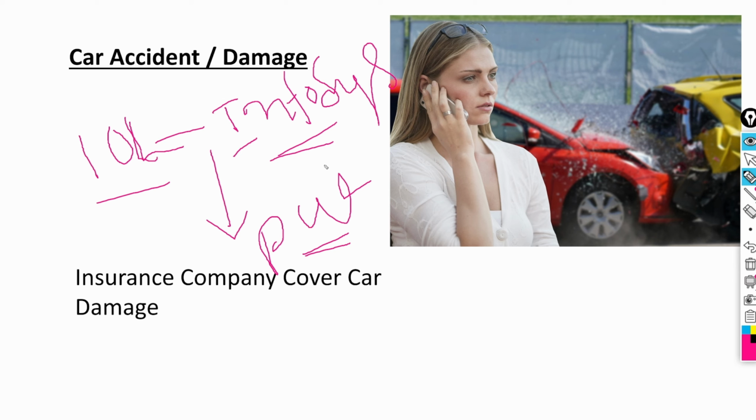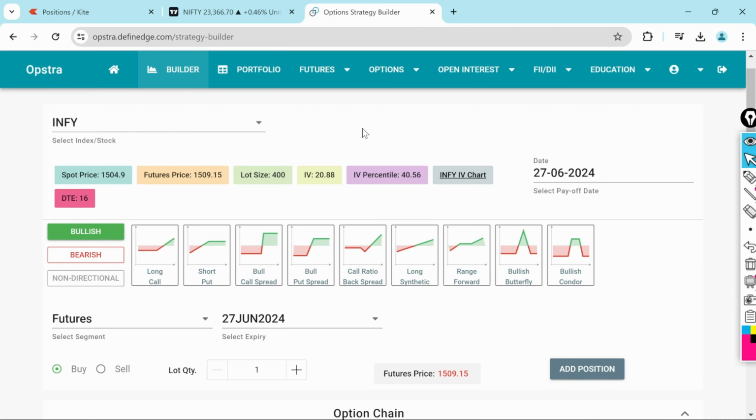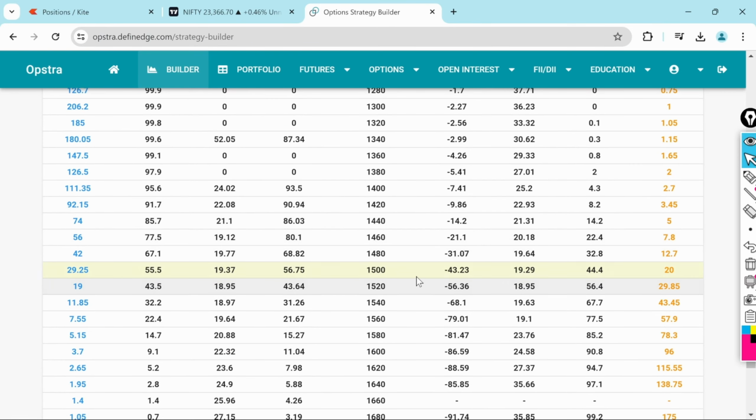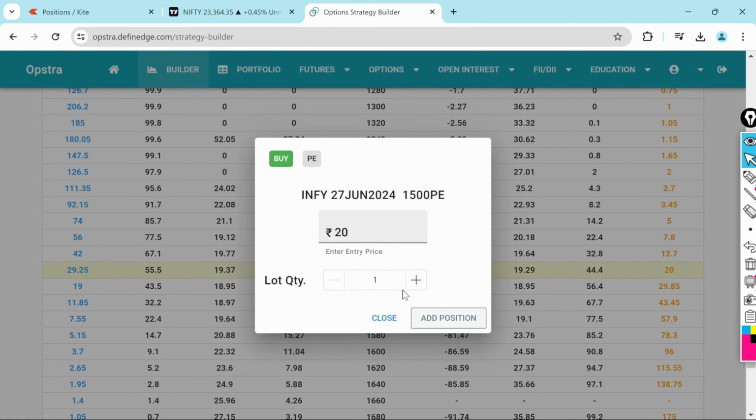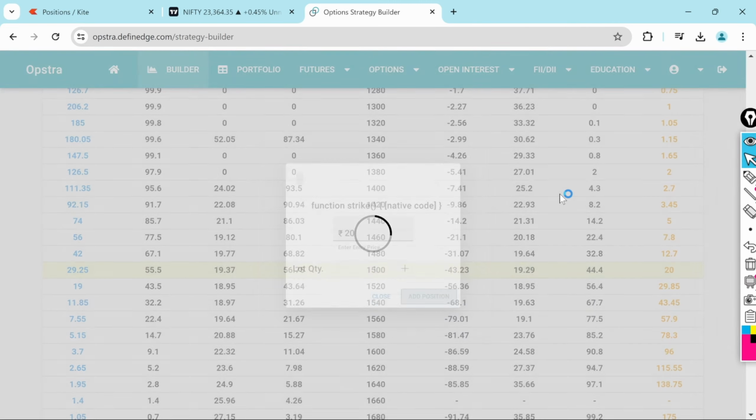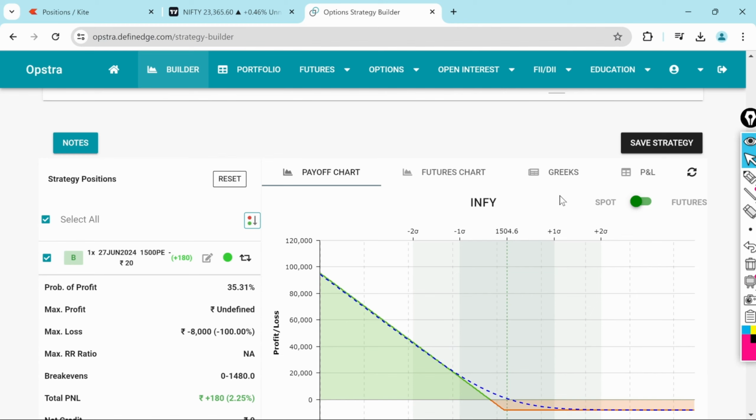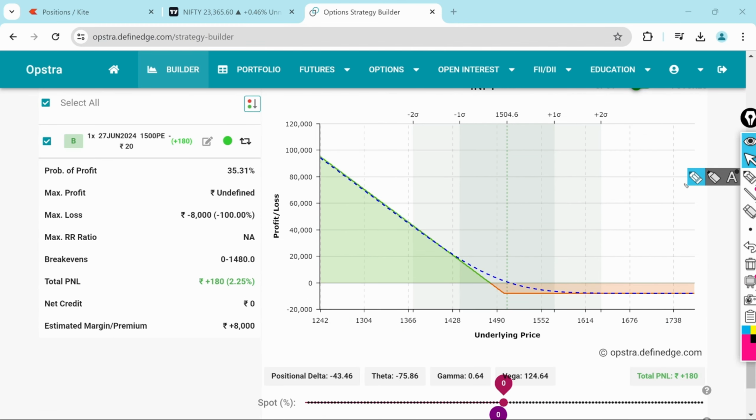Now we will go to a particular stock, buy a put option and see how it works. In this example, we are buying a put option in Infosys. Infosys is currently trading around 1,500. So we will buy a put option at the strike price of 1,500 only. So if in case Infosys goes down, our put option will come to our rescue. It acts as an insurance.